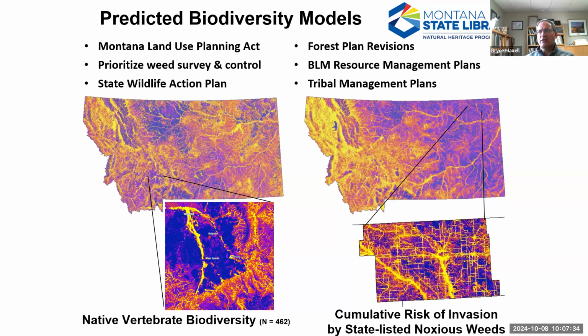On the right is an overall cumulative risk map of invasive species. And again, the hottest areas there are predicted to be the overall highest cumulative risk of having noxious, state-listed noxious weeds invade those landscapes. And the blue areas are predicted to have the lowest cumulative risk of invasion of state-listed noxious weeds.